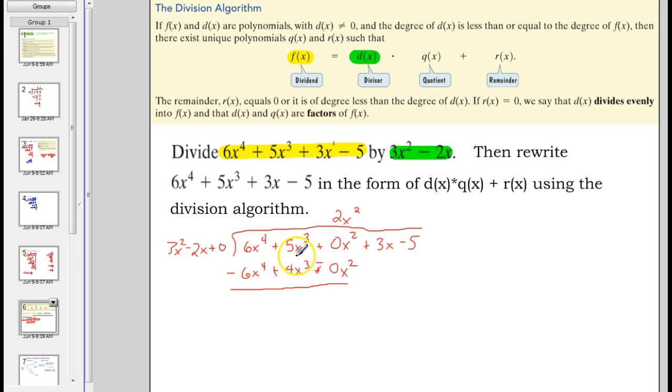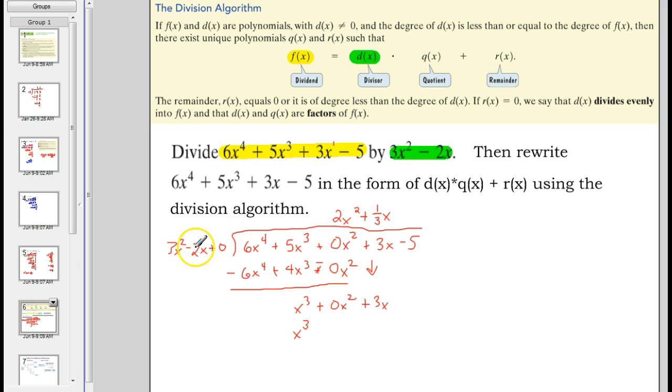So this goes away, I end up with a 1x cubed or just x cubed. A 0x squared, doesn't matter if you write plus or minus really. And then bring down your 3x. Now what do I need to multiply 3x squared by to get 1x cubed? Well, I need to multiply the x squared by x, but to get from 3 to 1, I need to multiply by 1/3. So we need to multiply by 1/3 x here. 1/3 times 3 is 1, and then x times x is x cubed.